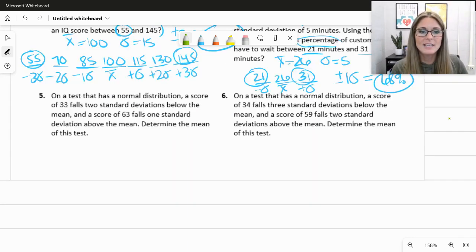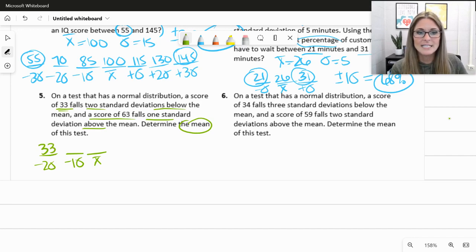For number 5, on a test that has a normal distribution, a score of 33 falls 2 standard deviations below the mean, and a score of 63 is 1 standard deviation above. Let's sketch this out. I don't know what my mean is. That's actually my question. Determine the mean. So let's sketch it out. I don't know the mean, but I know 33 is 2 standard deviations below, and 63 is 1 standard deviation above. So we're trying to determine that mean. In order to know the mean, I need to know what our standard deviation really is.